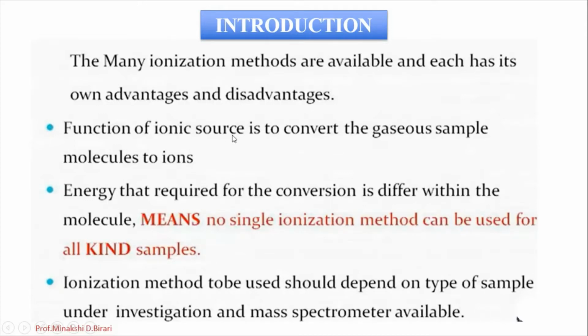Now, the function of an ion source is nothing but to convert the gaseous sample molecules into ions. And the energy required for the conversion is different within the molecule. That means no single ionization method can be used for all kinds of samples. Also, the ionization method used depends on the type of the sample under investigation and the mass spectrometer which is available.